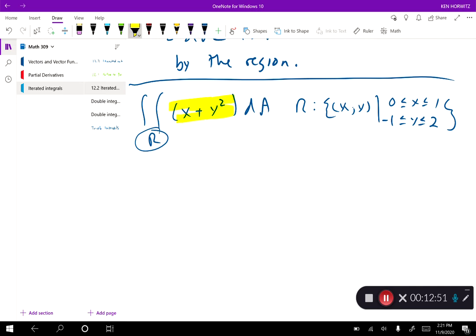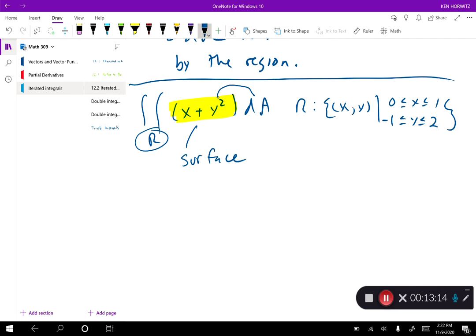This function, f of xy, is your surface. So once we see that we have a surface, which is essentially our height, and we're multiplying our height times our area, we then have a volume. So now the question is, what order do we integrate in?